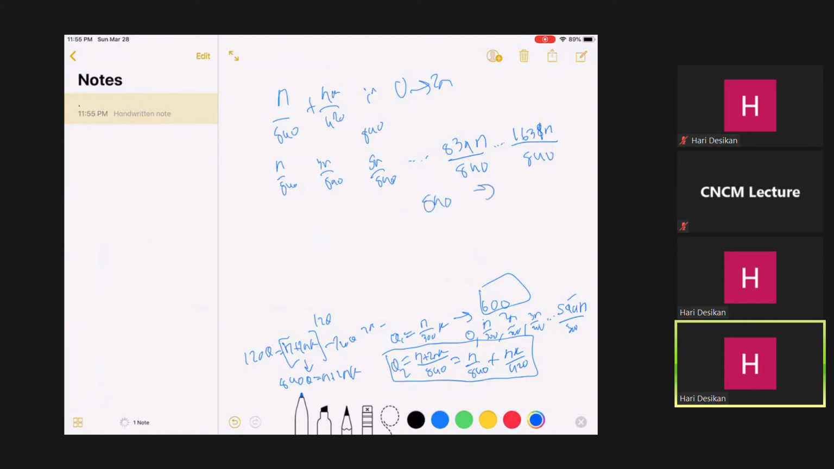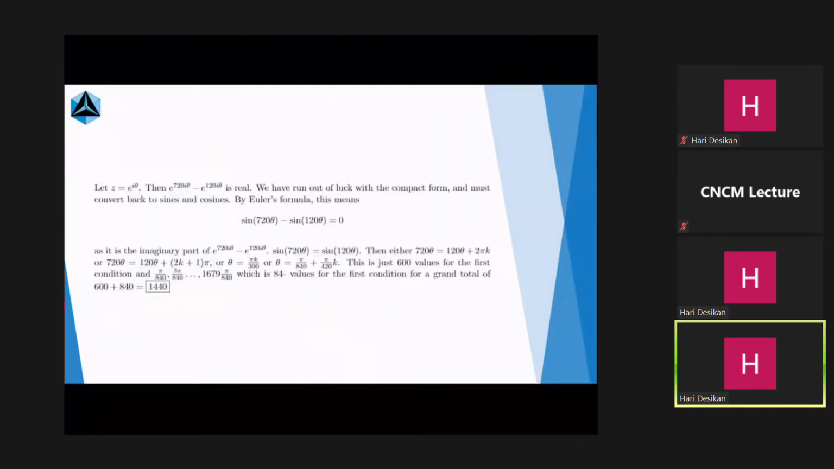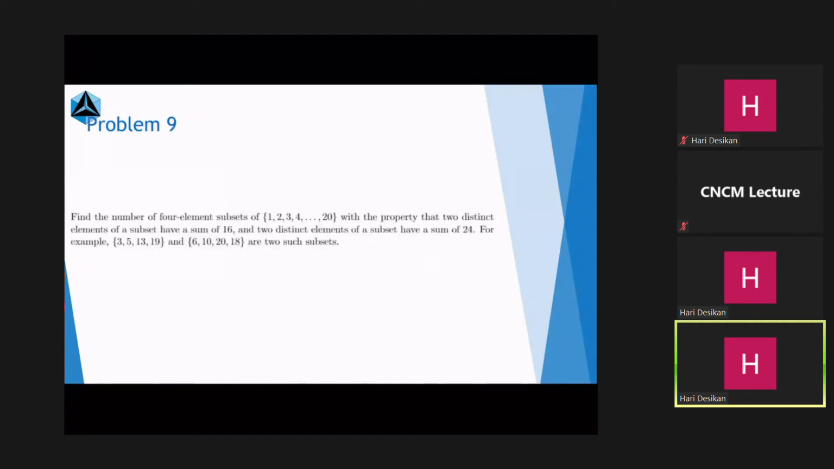And so you end up with 840 plus 600, 1440 solutions, and it asks you for the value mod 1000, so it ends up just being 440. And while the solution does omit the final modding, it is accurate.